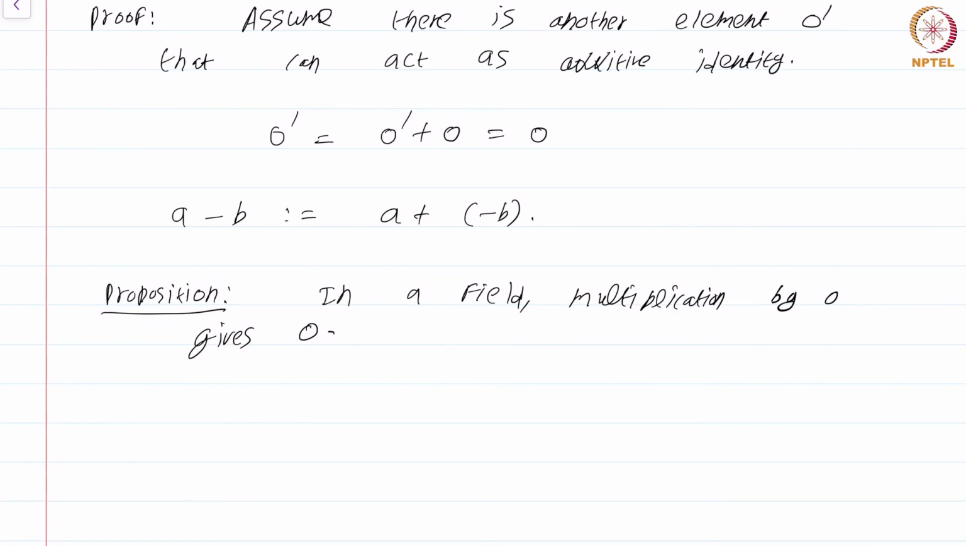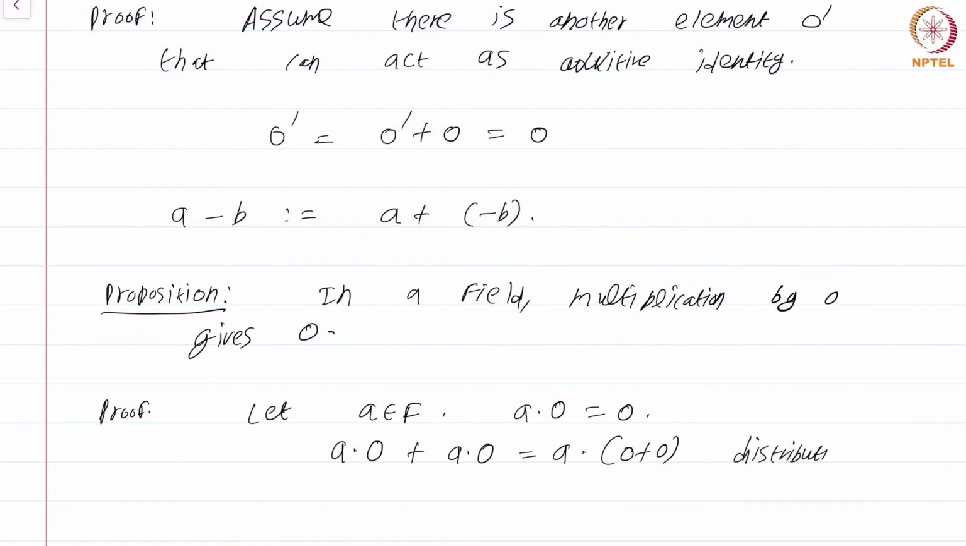So, proof. Let a be an element of F. We want to show that a dot 0 is 0. Again, note that for multiplication I'm using dot notation. A dot 0 plus a dot 0 is actually a dot 0 plus 0. This is by distributivity.